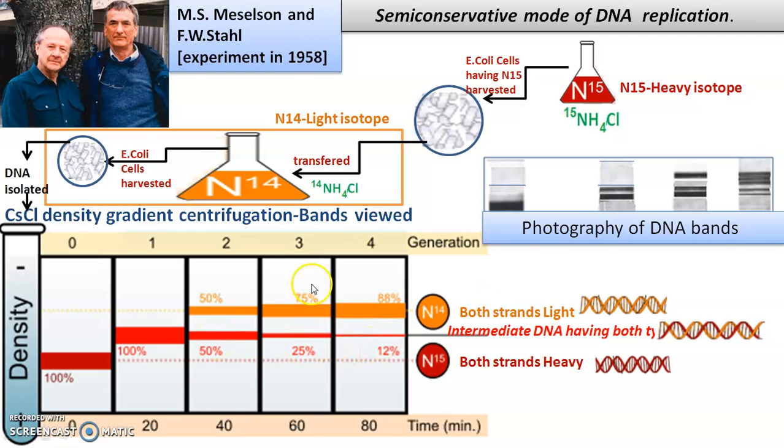Gradually, further generations' samples were analyzed, and it was found that the intermediate bands became fainter and fainter. No heavy bands were seen at all, and the lighter bands were predominant, indicating that only N14 was being incorporated in the newly formed strands.